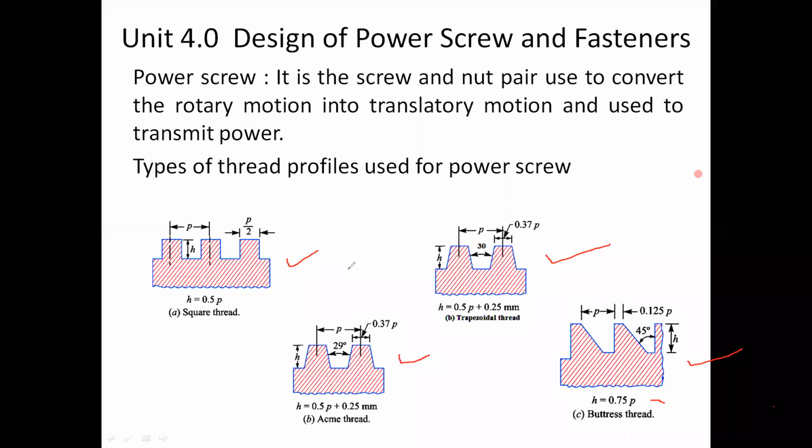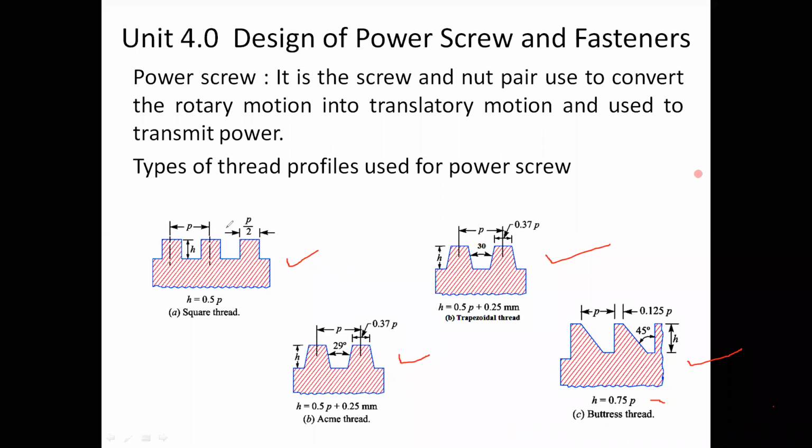So what is the difference between these 4? That can be one more question: write down 4 differences between square thread and trapezoidal thread, or differentiate trapezoidal thread from buttress thread. Such types of questions are also asked. The first question asked is, what are the different profiles? Square profile, trapezoidal profile, Acme profile, and buttress profile. So you have to draw them here.